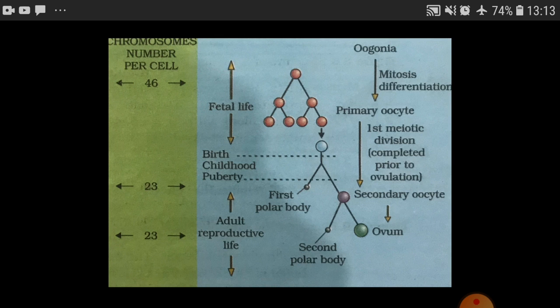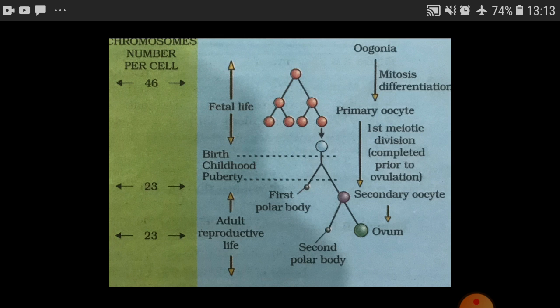The process of formation of a mature female gamete is known as oogenesis, and it is different from spermatogenesis. Oogenesis is initiated during the embryonic development stage when a couple of million gamete mother cells called oogonia are formed within each fetal ovary. No more oogonia are formed and added after birth. Please remember this.